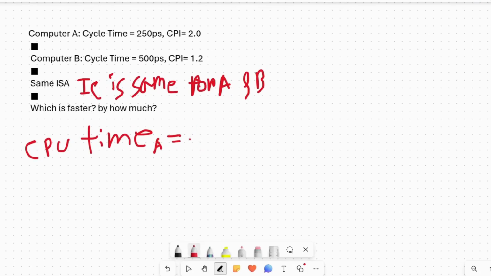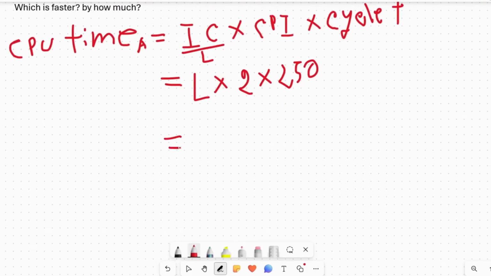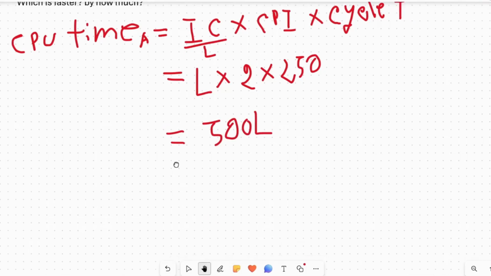CPU time for A, which is instruction count into CPI into cycle time. Then we can write, let's denote the instruction count by I. CPU time is I into CPI, which is 2, then 250. So 500 I. Now let's find for B.